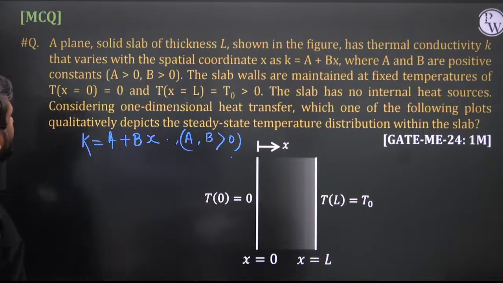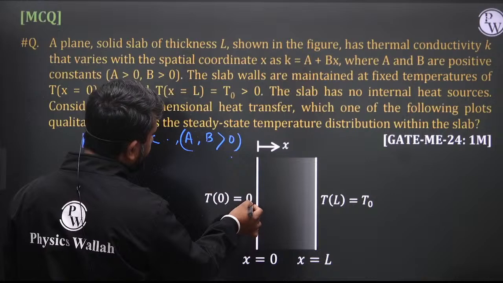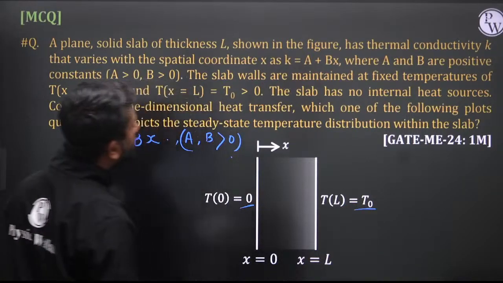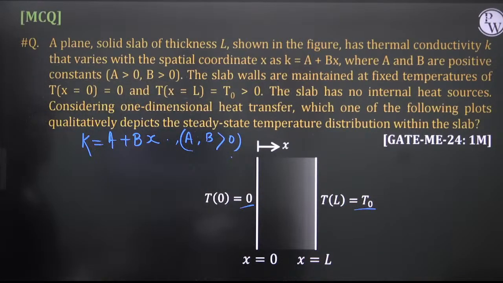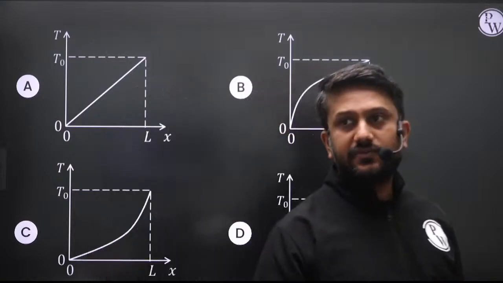And here the temperature is T at x is equal to 0, and here it is T naught. The slab has no internal heat generation, one dimensional. Which one of the following plots qualitatively, not quantitatively, depicts the steady state temperature distribution within the slab? Okay, and you have these four options.